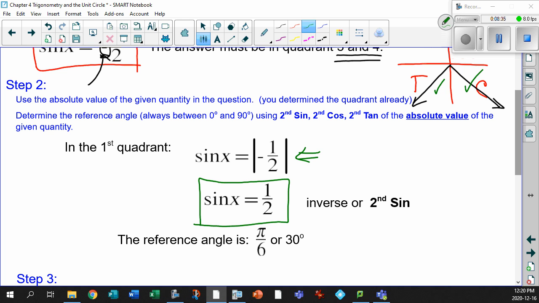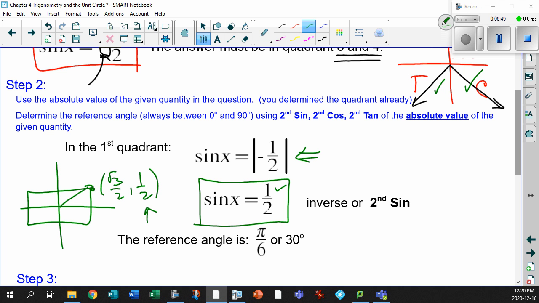And you know in quadrant 1, 1/2 relates to this point right here on the unit circle. That's going to be root 3 over 2, 1/2, there's your sine of 1/2. And you recognize this as being that 30-degree mark right there. You can write it as either 30 degrees, or you can write it as pi over 6. Now that we've determined, and remember what we're determining here.